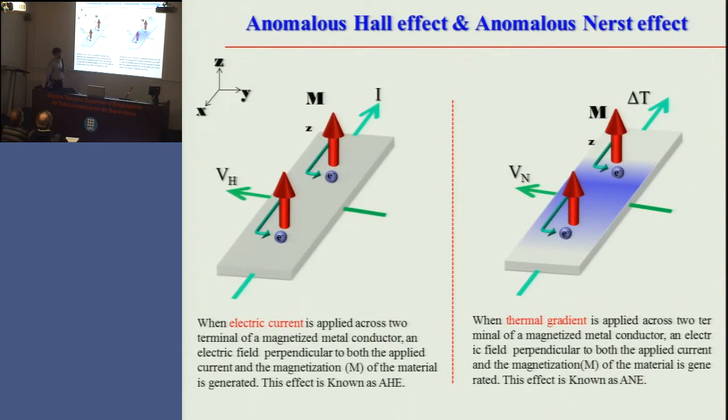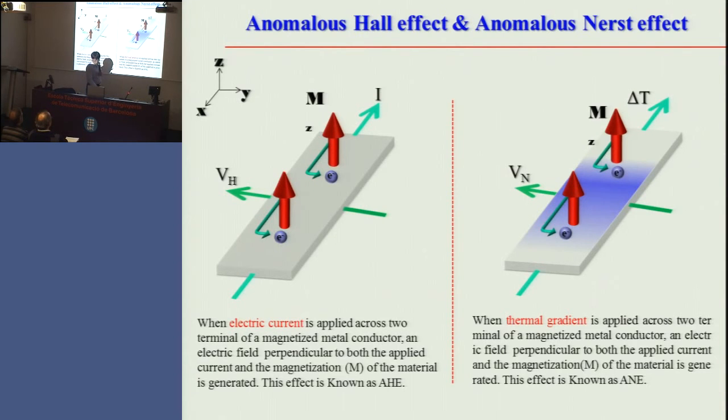The anomalous Hall effect and the anomalous Nernst effect are introduced here as simple things. Instead of an electric current, if you have a thermal gradient across the sample, this thermal gradient makes a diffusive transport of electrons that also causes a transverse electric voltage like this, which is called the anomalous Nernst effect. This can happen in ferromagnetic materials when the material has a thermal gradient.